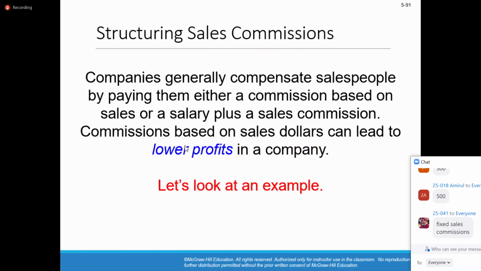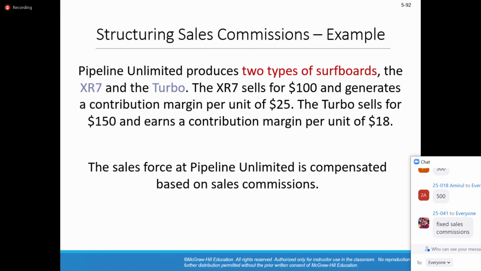Let's look at an example here. Pipeline Unlimited produces two types of surfboard. Are you familiar with the surfboard? I believe that you're familiar. The XR7 and the Turbo. XR7 sells for $100 and it has a contribution margin of $25. And the Turbo surfboard sells for $150 and its contribution margin per unit is $18.